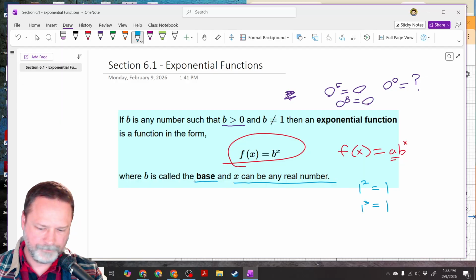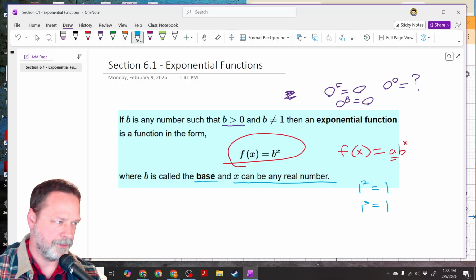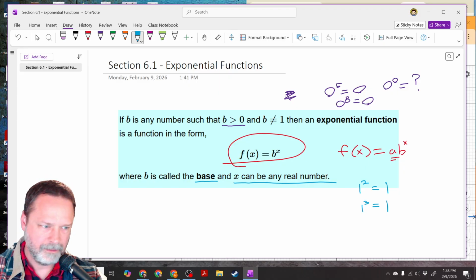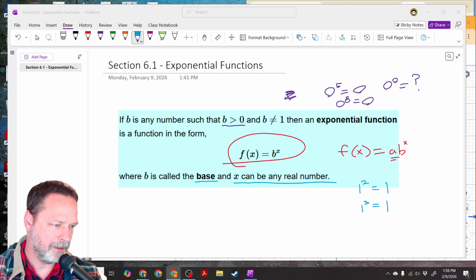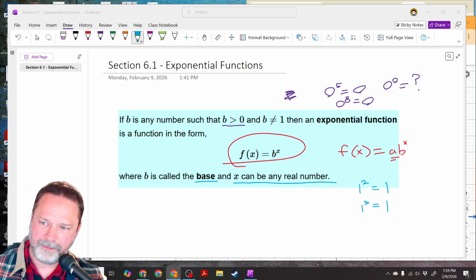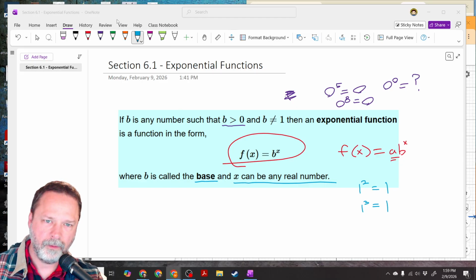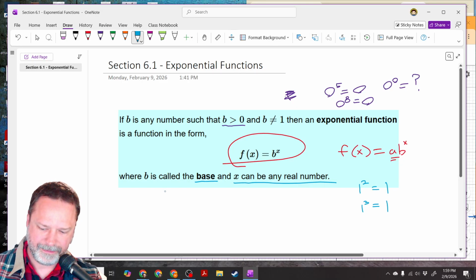Okay, so now that we know what an exponential function is, we got to know what they look like, right? I think that's what we really want to know. Let me see, what else did I want to talk to you about? We went over that. I guess we could also talk about why it can't be 0 or 1. Why can't it be less than 0? Why is it always positive? Well, really, what's wrong with negative bases?